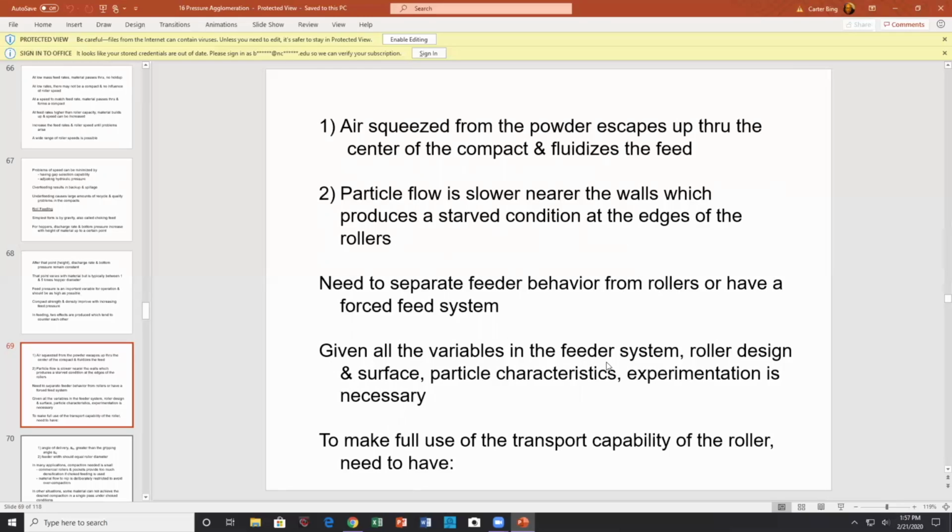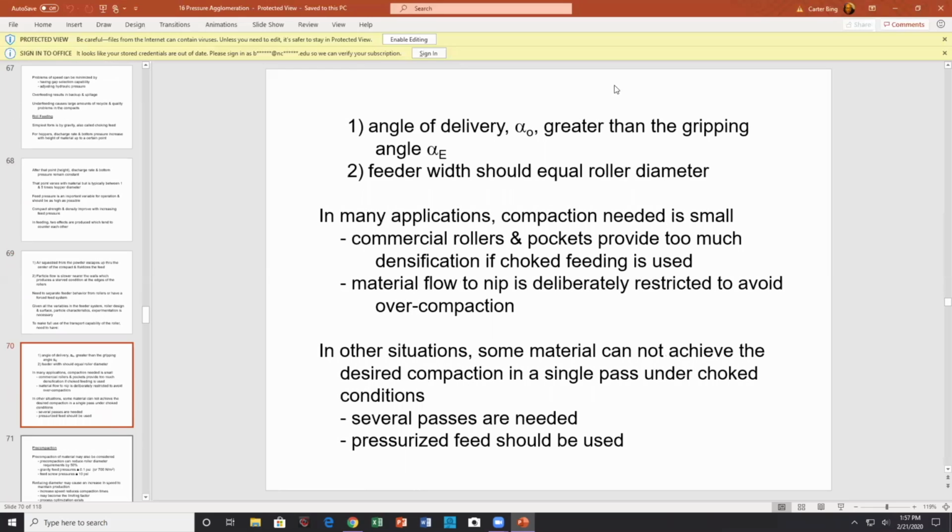Given all the variables in feeding system, roller design, surface, particle characteristics, experimentation is necessary. In other words, you can do your computer modeling, but it's more important to figure out what's happening, especially when you have your material variations. To make full use of transport capability of the roller, need to have angle of delivery greater than the gripping angle. Feeder width should equal roller diameter.